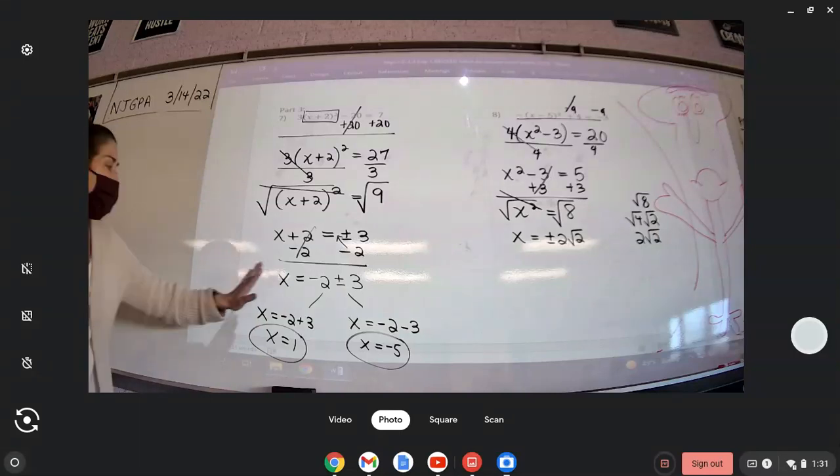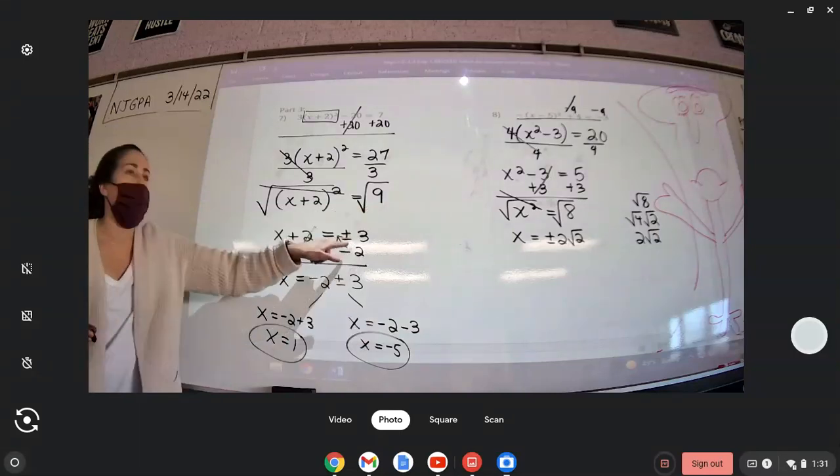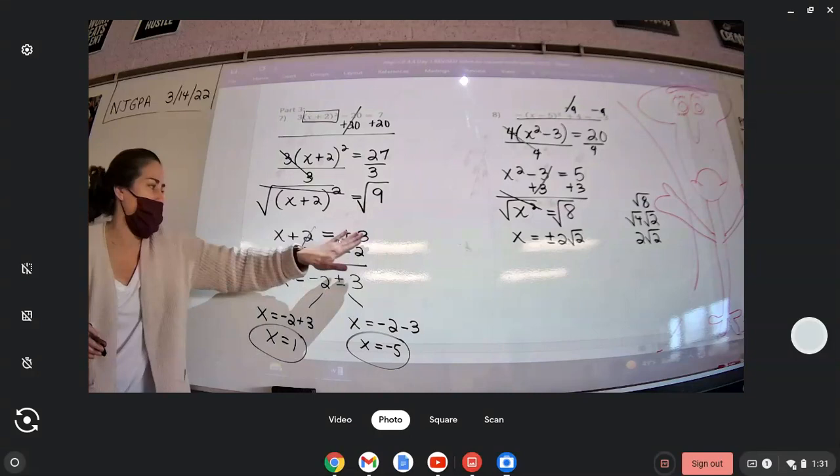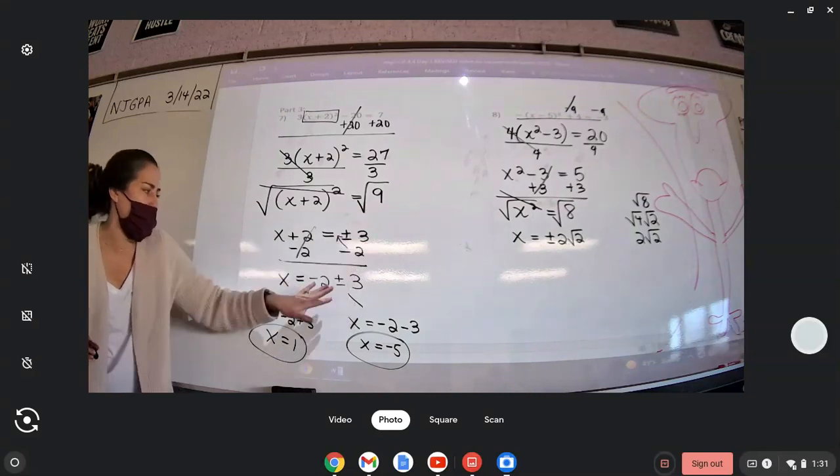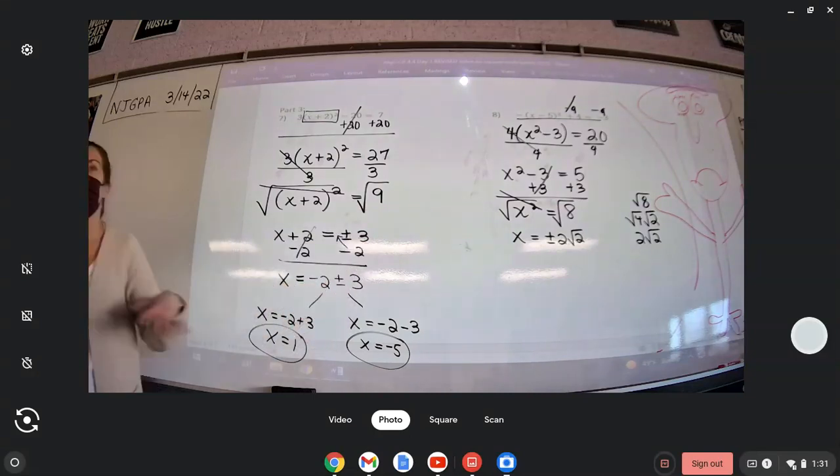Now, this one only played out so nicely because 9 was a perfect square. We were able to get rid of that square root, and we were left with this beautiful plus or minus 3. It doesn't always happen like that.